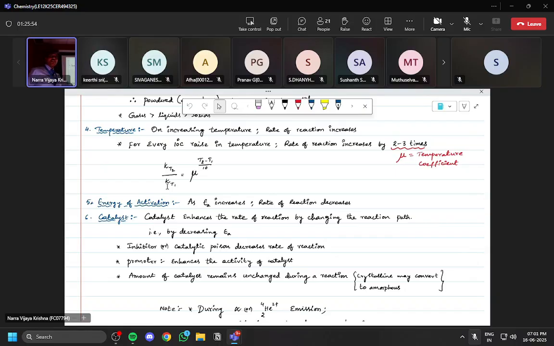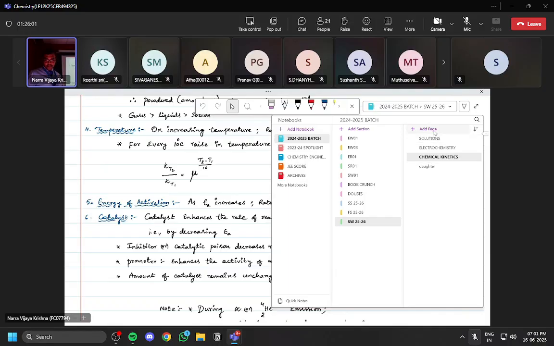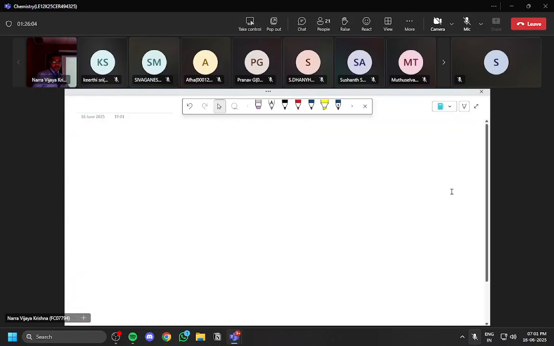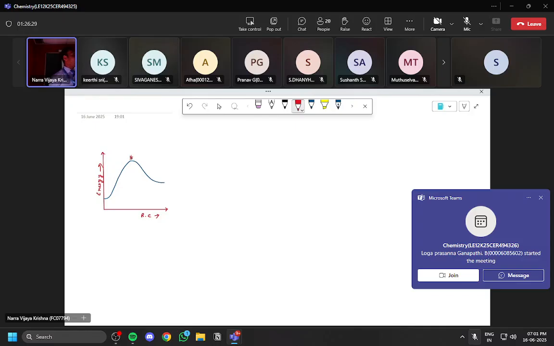Where have we seen this energy of activation? In collision theory, we have seen energy of activation. If you plot a graph between energy versus reaction coordinates, potential energy versus reaction coordinates, if I get a graph in this manner, we call this the activated complex state.